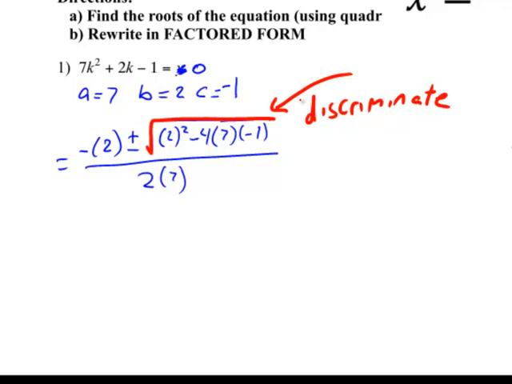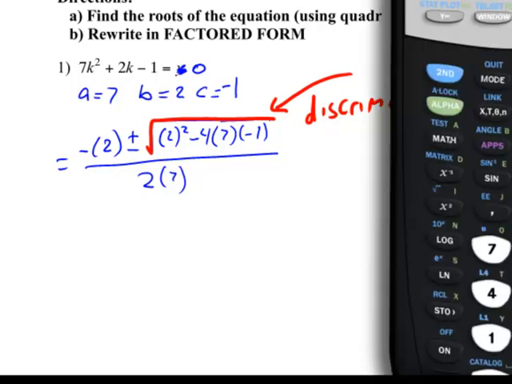So my discriminant, I can do that all in the calculator. And notice there's no variables in here now. It's all numbers, so it makes my life a little bit easier. All I have to do is pay attention to PEMDAS, and I'll be fine. So, turn this on.